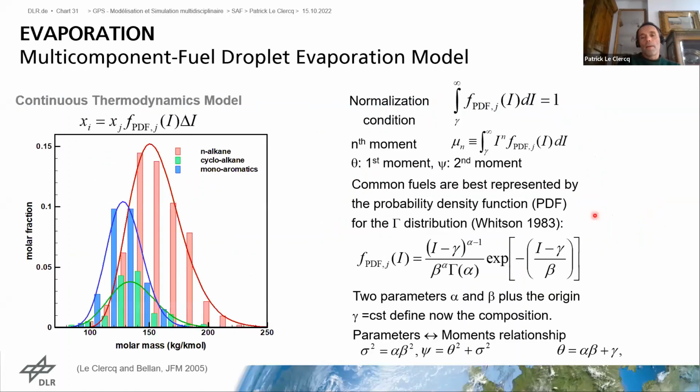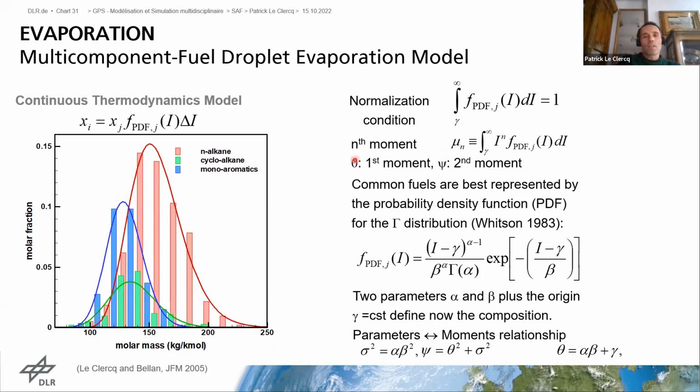So another aspect that I wanted to present is the evaporation model. So if your fuel has more than 100 species, it will be very costly in terms of CPU time to track all those 100 species. So the idea is, instead of using discrete components, to use a distribution function, and you actually transport the probability density function of that distribution. So this is what's explained here.